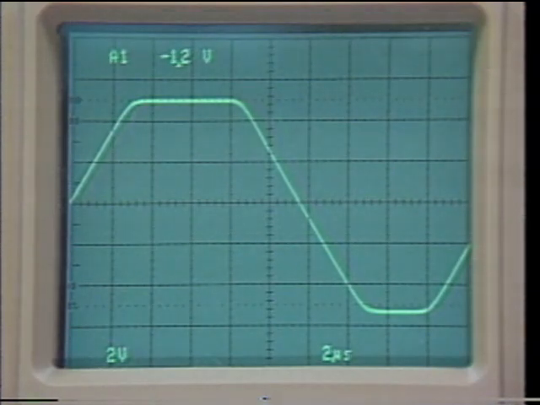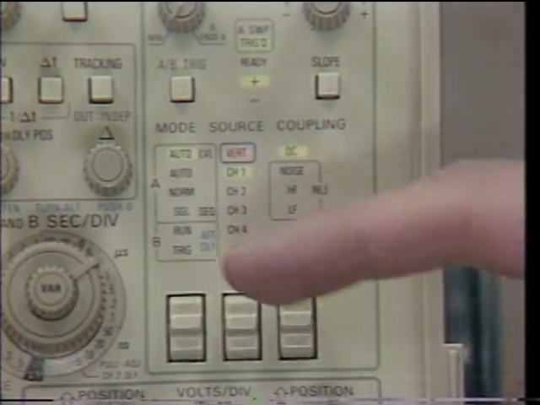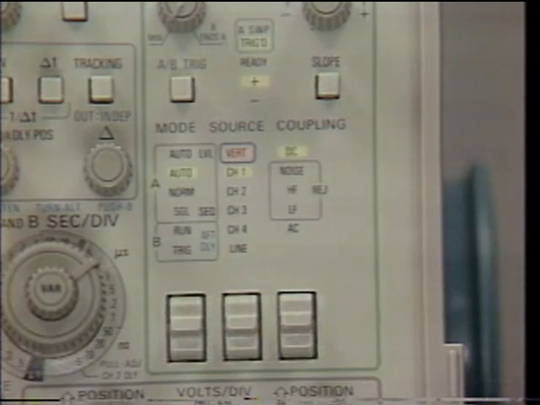Now the auto level trigger mode will function for any signal with a 50 hertz or higher rep rate over the entire range of the second per division control. But at the slower sweeps, the low frequency limit is extended even lower. The next mode to look at is the auto mode.